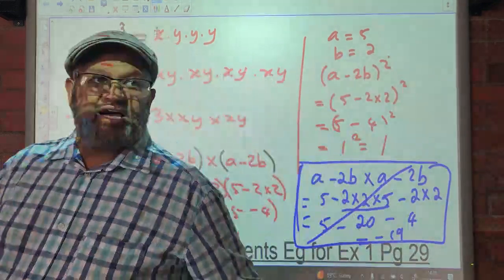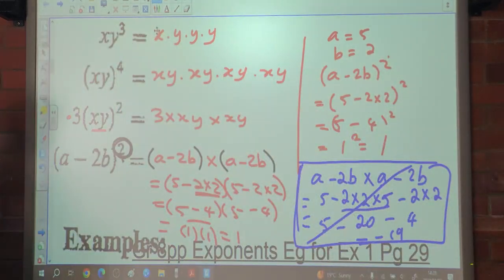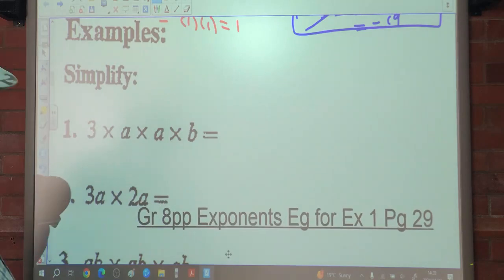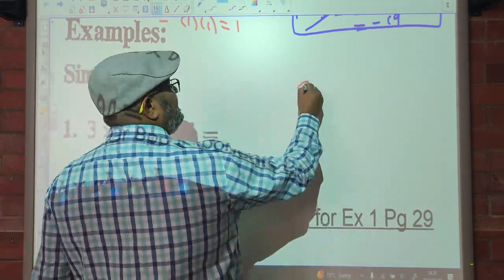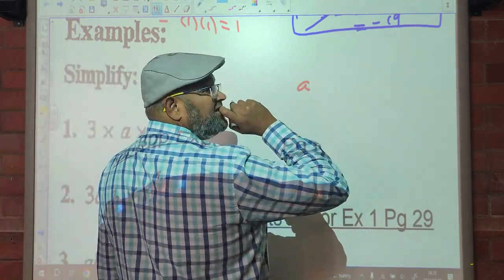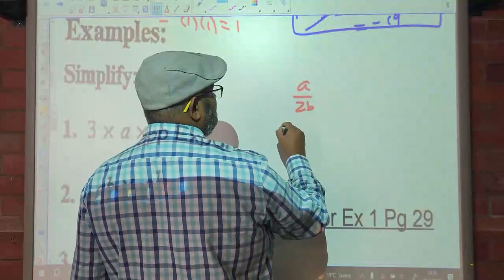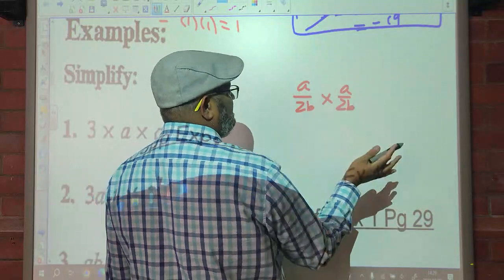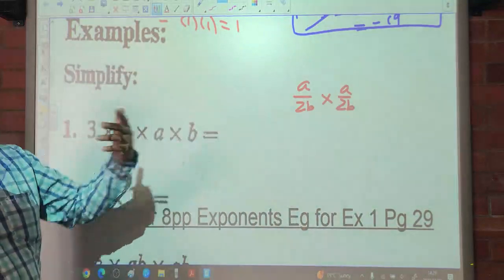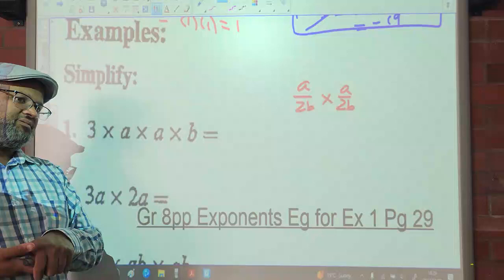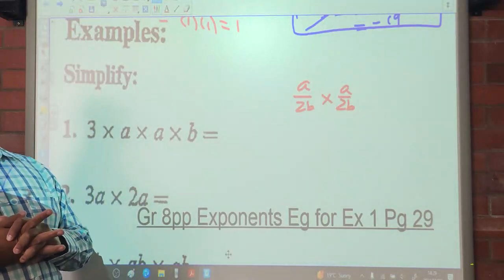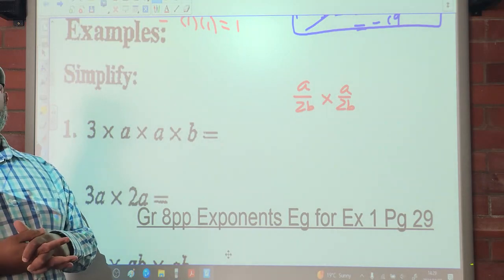Alright. Mizan? Yes? I'm still thinking of A divided by 2B, multiplied by A divided by 2B, with no brackets. No, that is fine, because according to BODMAS, you're going to do multiplication first anyway. It is when it comes to plus and minus that the brackets become important. Okay, anybody else?